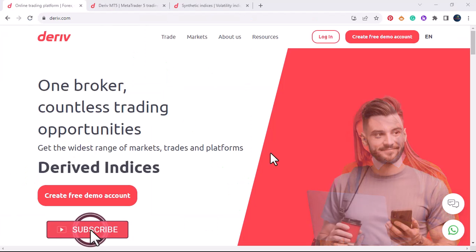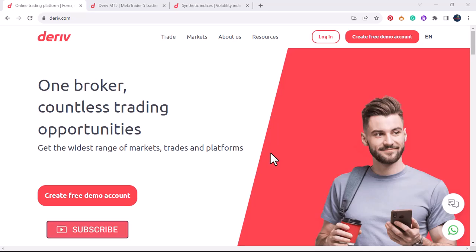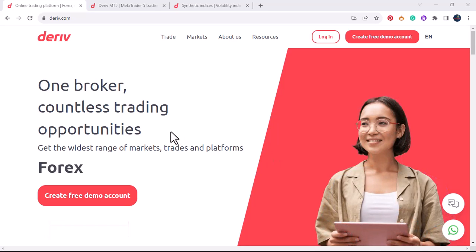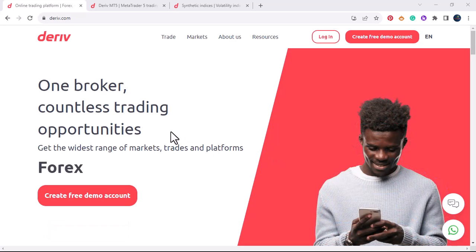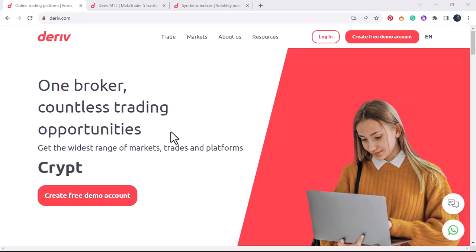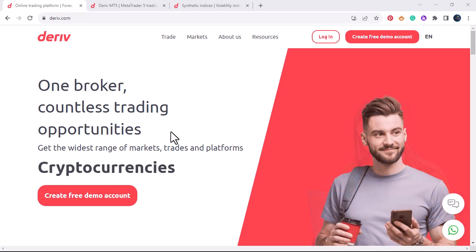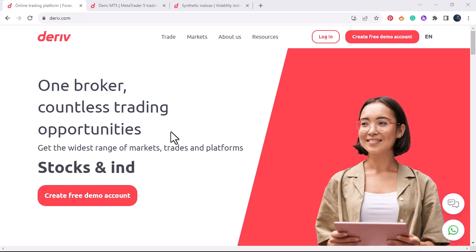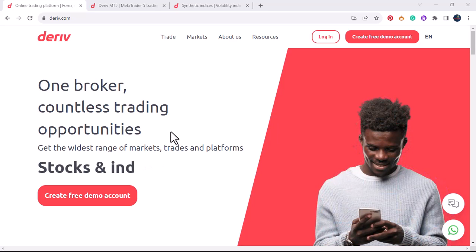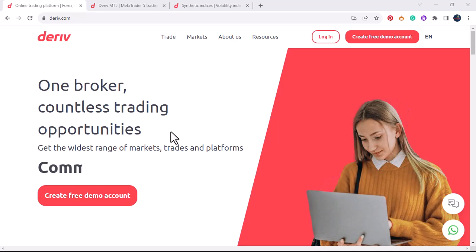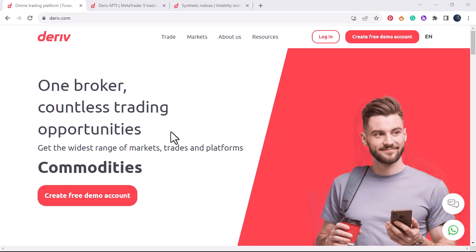For starters, Deriv is a broker, right? It's a forex broker that offers forex trading opportunities. And I think what you are most interested in is the synthetic indices that Deriv offers. Why? Because Deriv is the only broker that offers synthetic indices. So I'm going to dwell more on the synthetic indices side.